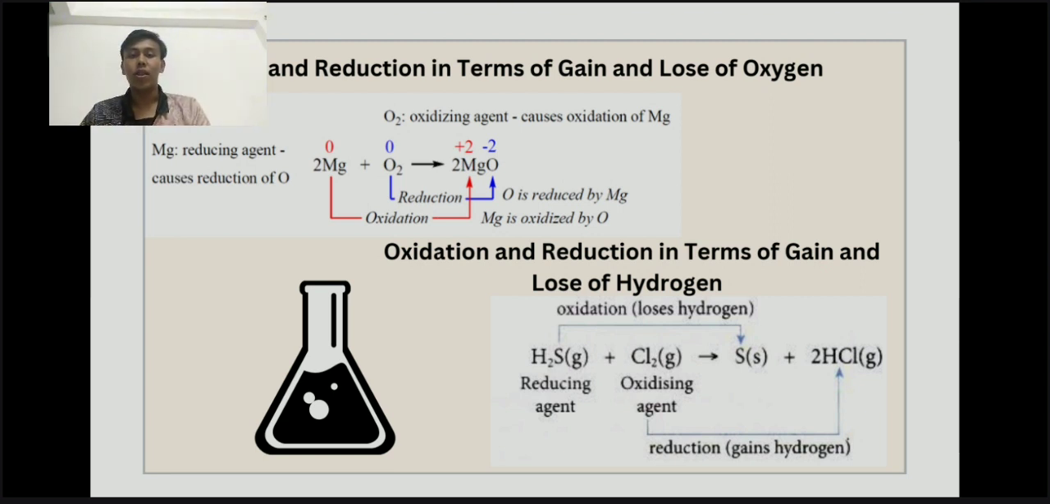Oxidation and reduction in terms of gain and loss of hydrogen. As you can see here, hydrogen sulfide is actually being oxidized by losing hydrogen to chlorine to create sulfur. On the other side, chlorine is actually being reduced because it gains hydrogen to create hydrochloric acid. As you can see here, chlorine is the oxidizing agent because it causes hydrogen sulfide to oxidize, while hydrogen sulfide is the reducing agent because it causes chlorine to be reduced.